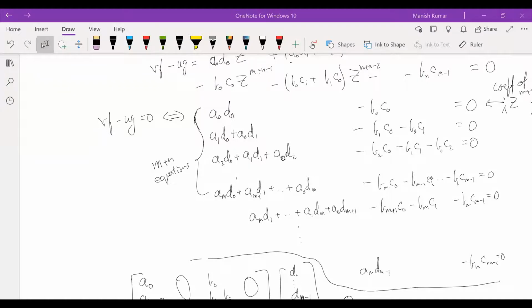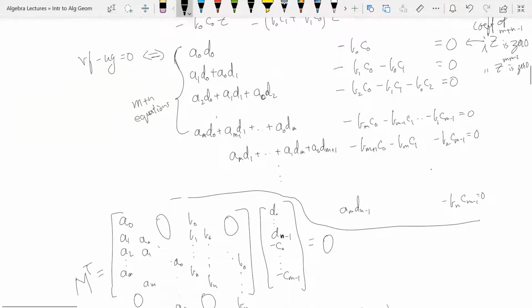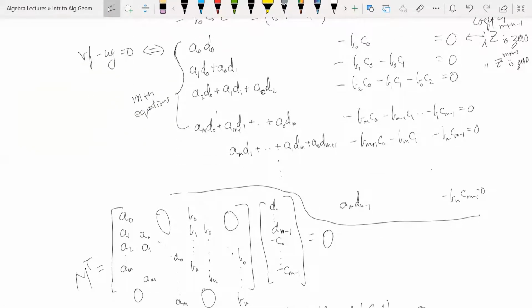Yeah. Sorry about that. Yeah. So we got this set of equations. So this is the coefficient of Z power m plus n minus 2 being 0. Yeah, and so on. So if you continue this way, then you'll get this set of equations. And now we are trying to write this in matrix form.